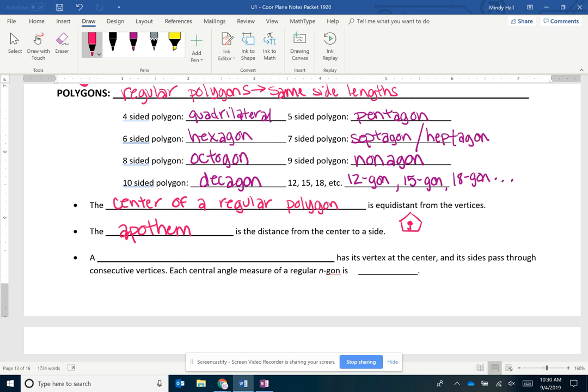Then a central angle of a regular polygon has a vertex at the center and its sides pass through consecutive vertices. Each central angle measure of a regular n-gon is 360 divided by n, the number of sides.